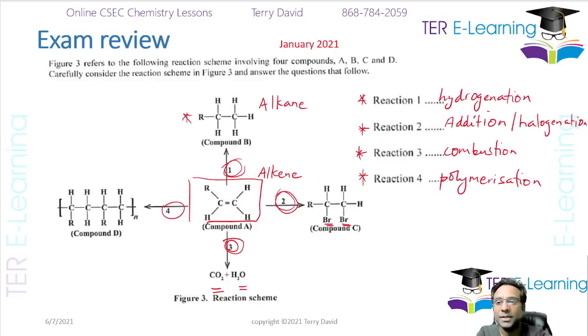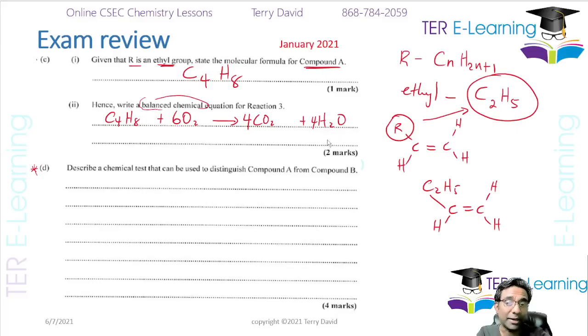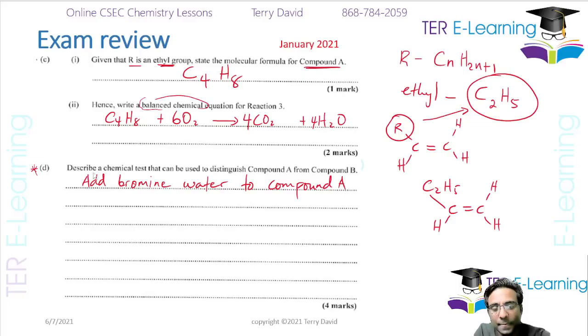Now, here's the problem. Some students, they know what the test is, but in terms of what they write down as the answer, they lose marks easily. So what we can do, we can use the same bromine water that we had just now, right? So here's what you're going to do. You're going to add bromine water, that's essentially bromine mixed up with water, that's all. Add bromine water to compound A. So this is what you're writing, so compound A and compound B.